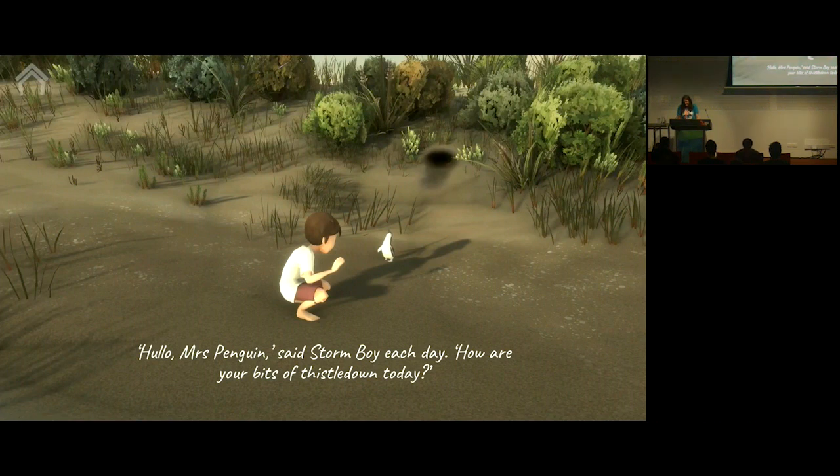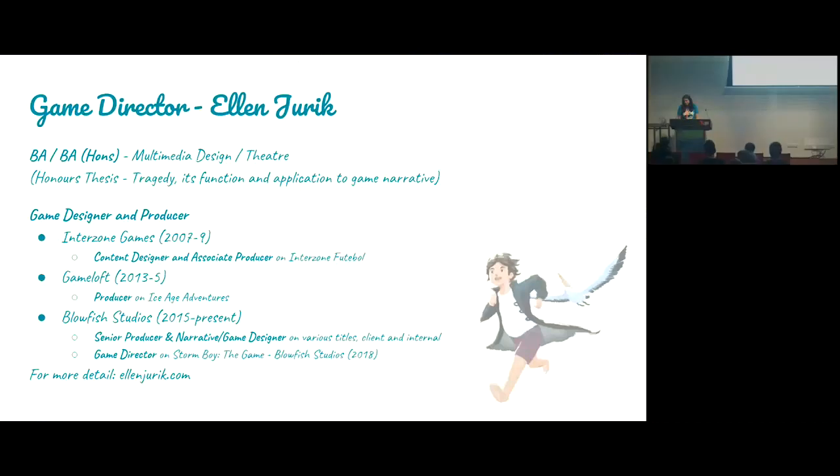Okay. In this talk, I am going to cover my approach to leading the direction of the adaptation of Colin Tilley's novella, how I identified and used a theme to guide all of our design choices, and close by touching on the challenges brought by launching on so many platforms at once.